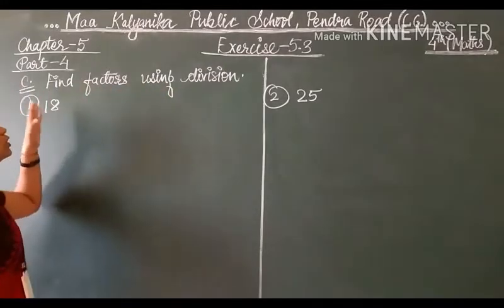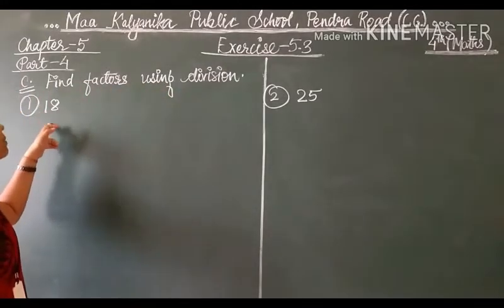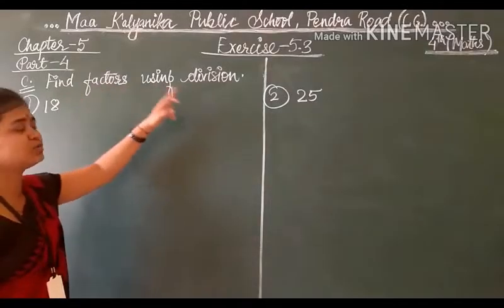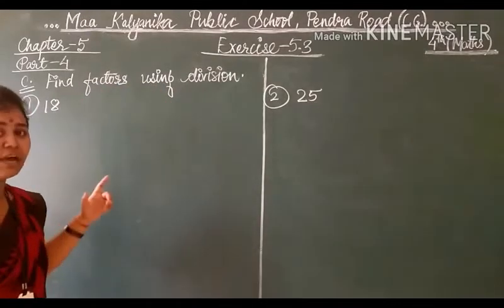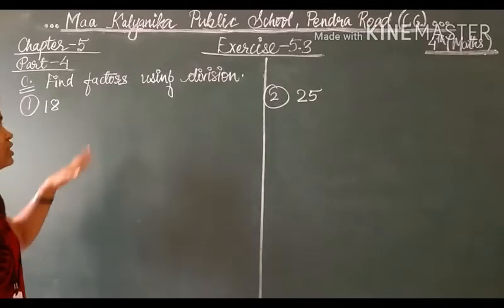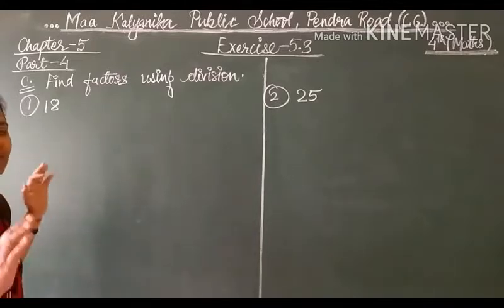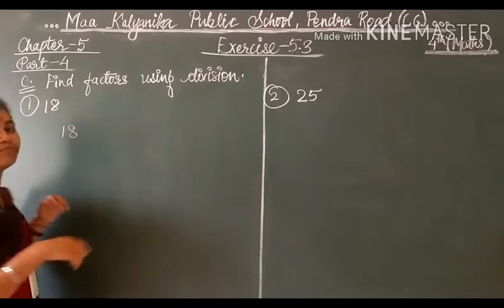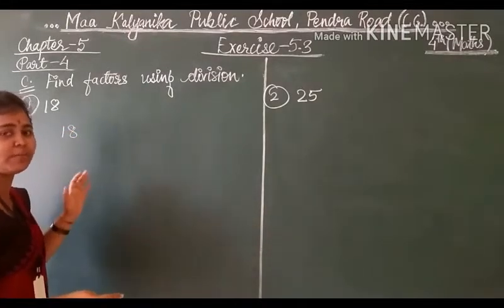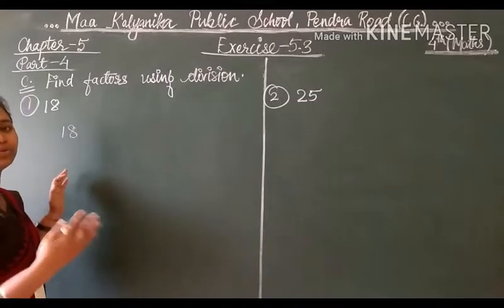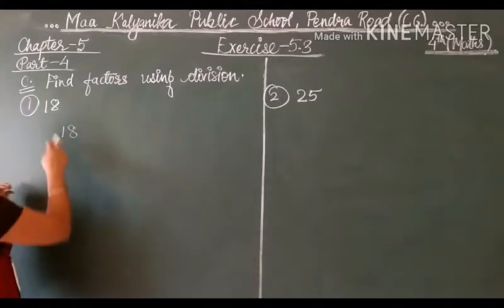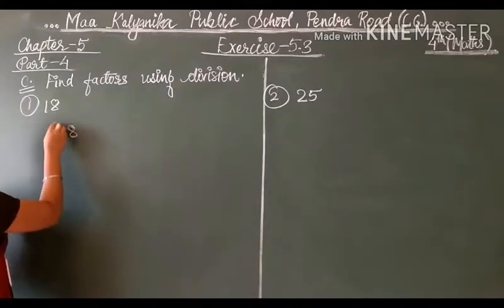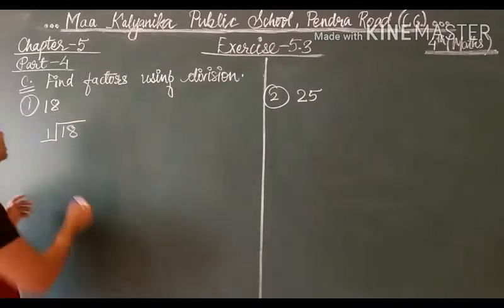Question number C. So 18 is the first number, but it is given to find factors using division. Question number B we have done using multiplication, but here it is by using division. So 18 is there. So now divide, like as we have multiplied the given number with 1, 2, 3 and 4 like that, but here we have to divide it into 18. So now divide it by 1. Of course by 1 it will be divisible.